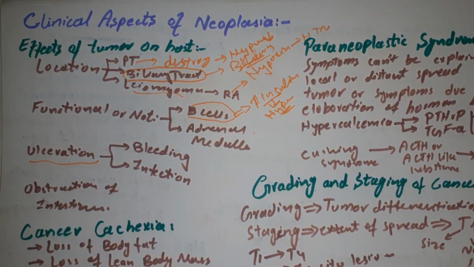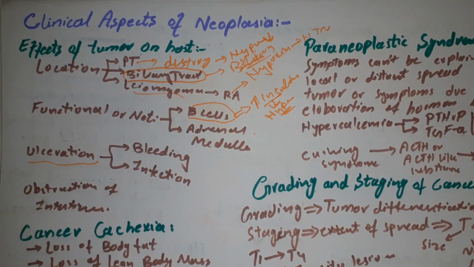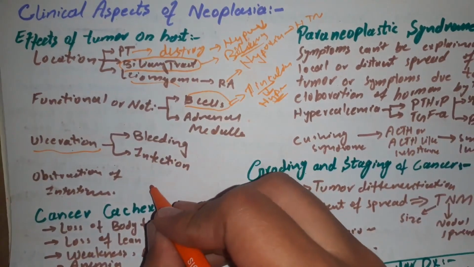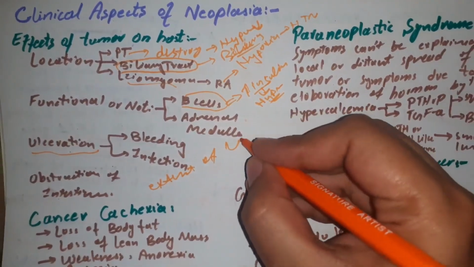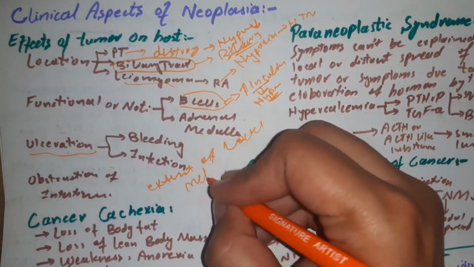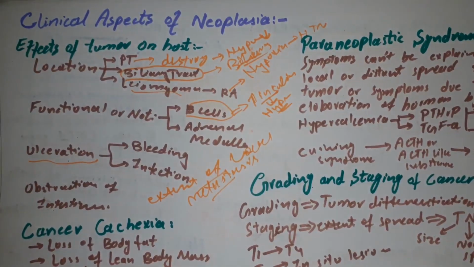So the location of the tumor, the functional or non-functional status of the tumor, and the ulceration status of the tumor determine the effects of the tumor. And moreover, you can add here the extent of local disease and metastases, which are also important to determine the clinical effects of the tumor on the host.